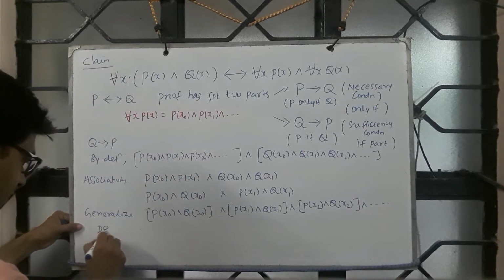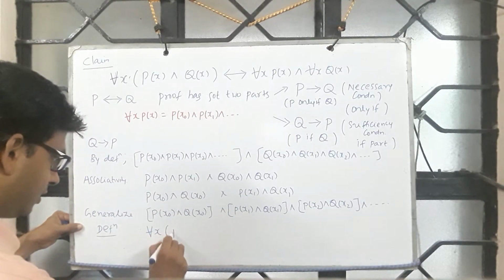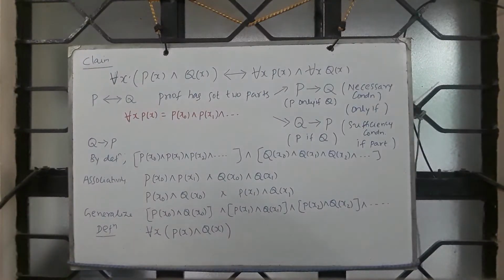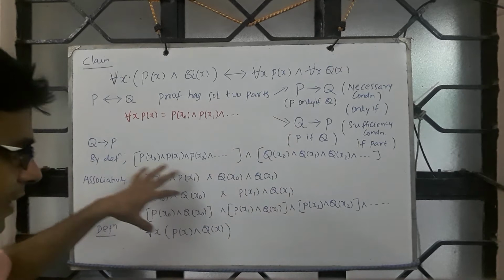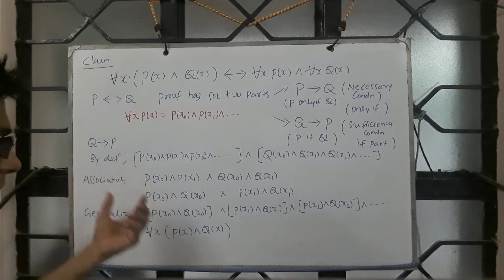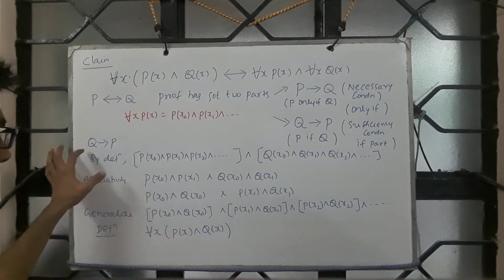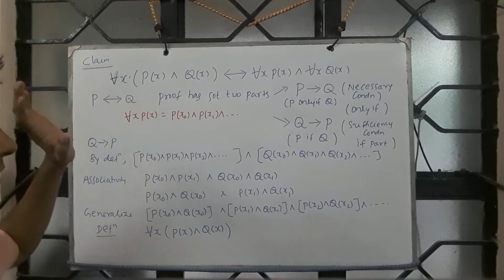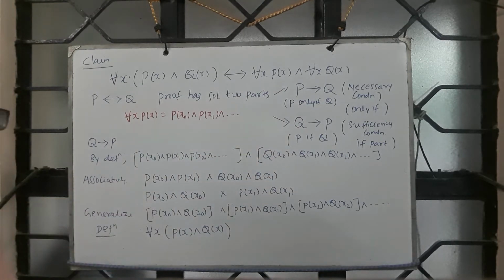Now again apply the definition. If you apply the definition, what do you get? For all x, p of x and q of x. In some sense, you apply the definition and expand, rearrange the terms using well-known properties like associativity, and apply the definition again to get back the generalized expression. And it turns out that sufficiency is also true, which means this claim is true, and we have shown the forward direction as well as the backward direction.